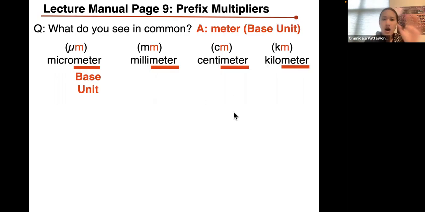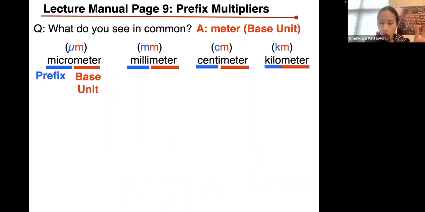The part before the word meter, those are what we call prefixes. Okay, so you can add a prefix, right? The name implies it comes before, right? So a prefix is always going to come before the base unit.